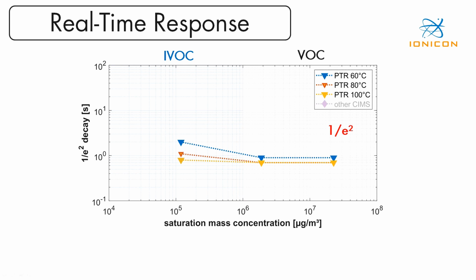I have plotted the response times for three different typical operation temperatures of a PTR-MS, ranging from 60 degrees to 100 degrees. Whereas the VOCs heptanone and decanone show no significant difference in terms of 1/e squared decay, the tridecanone response decreases from 2 seconds to 0.8 seconds with increasing temperatures. Now let me add the data for the other CIMS to the plot. Whereas the VOCs show a very similar response, the tridecanone response of the PTR TOF 6000X2 is at least a factor 10 quicker.